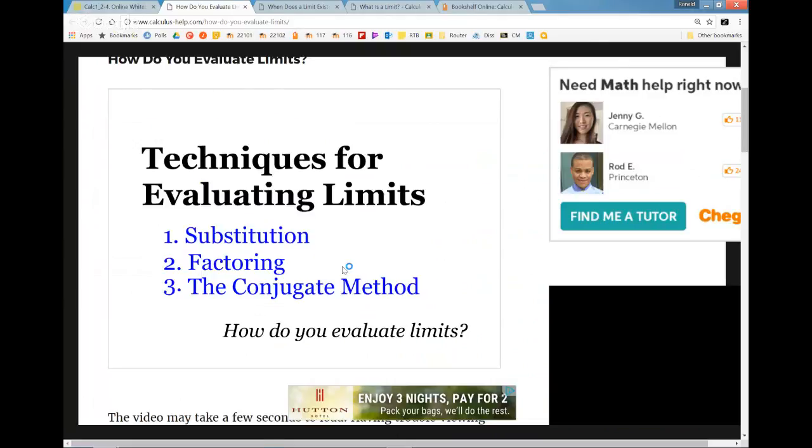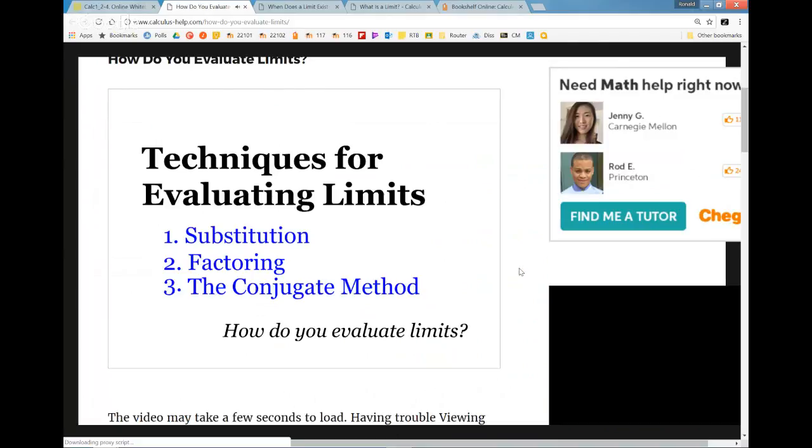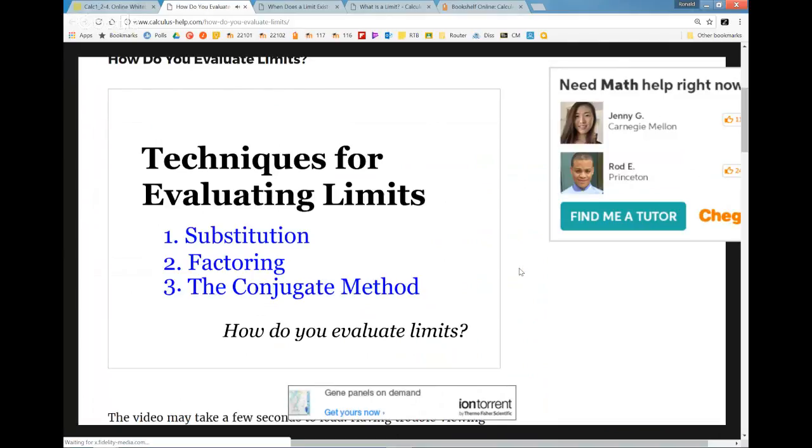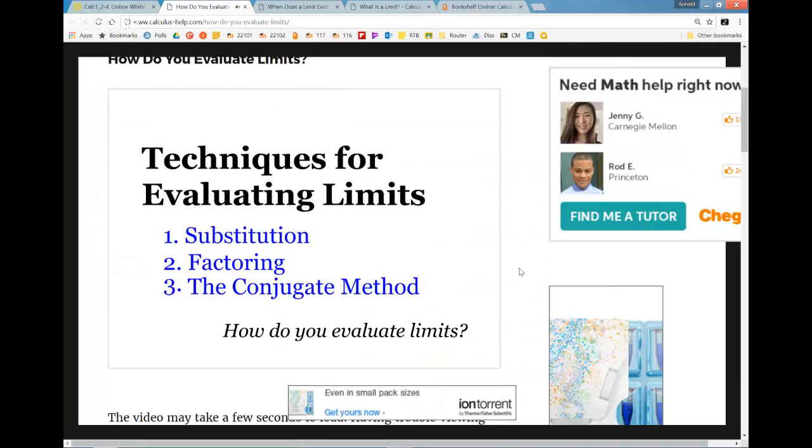There you have it. There are 3 major methods to evaluating a limit. Substitution, which is the easiest. Factoring, which is useful when either the top or the bottom of the fraction is factorable. And the conjugate method, which is useful for radical fractions.